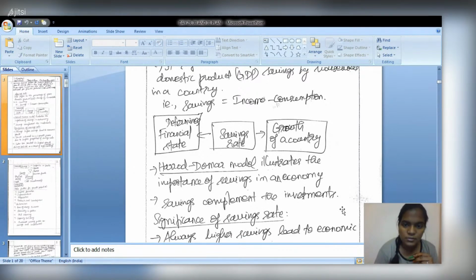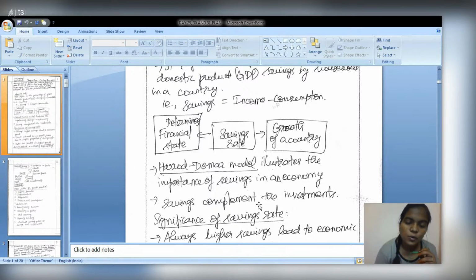We can give a definition of savings rate: it is nothing but the difference between income and consumption. The savings rate determines the financial state of a country as well as the growth of the economy, that is, it contributes towards the GDP, gross domestic product of a country. And we know the Harrod-Domar model gives the importance or significance of the savings rate in an economy and its contribution towards the economic growth of a country or a nation.